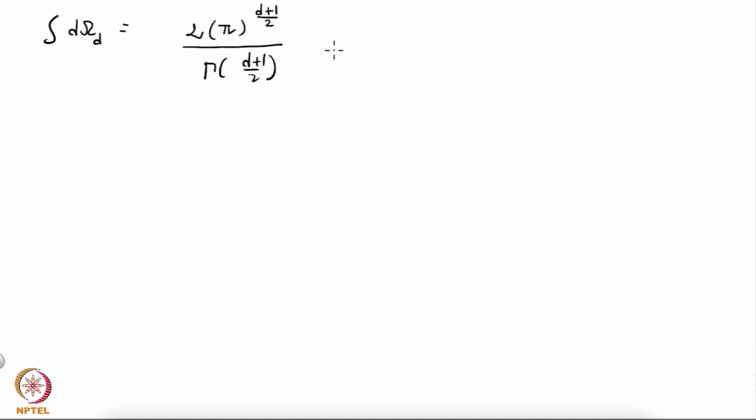Now let's check whether this is the correct result. But before that, you notice that the moment you have this right hand side, no one can stop you from putting d to be a complex number, because the gamma function is defined for a complex number and pi you can raise to some complex value. So the right hand side can be continued to complex values of d, even though the left hand side can be evaluated only for integral values of d. But the right hand side we can continue to the complex plane.